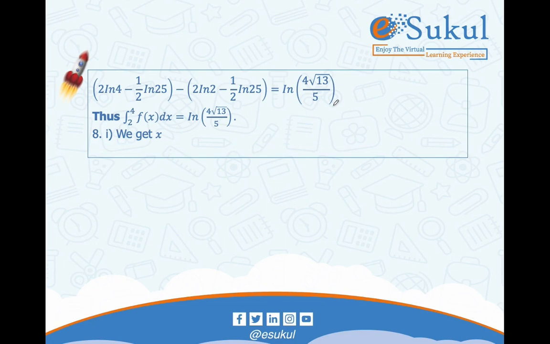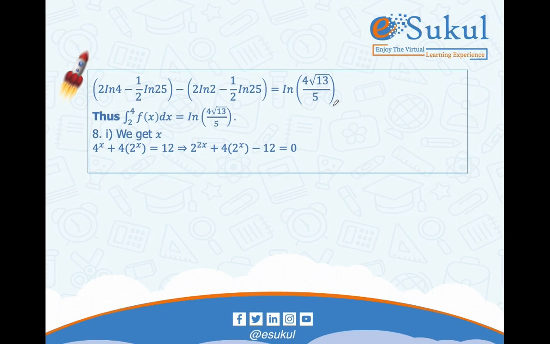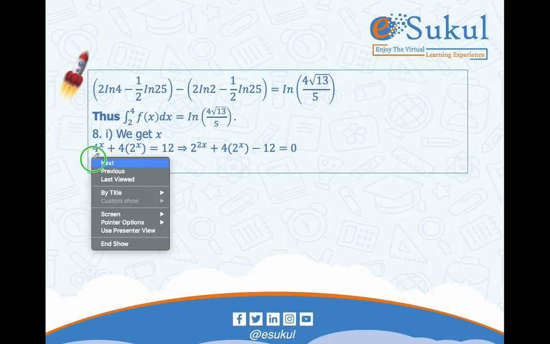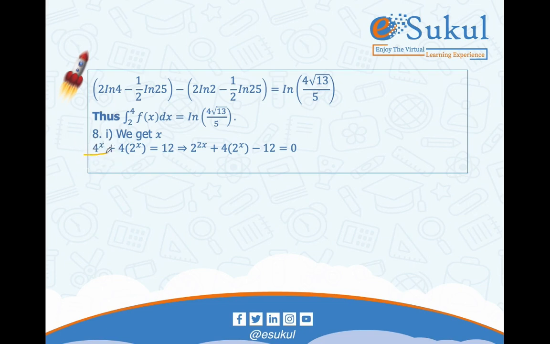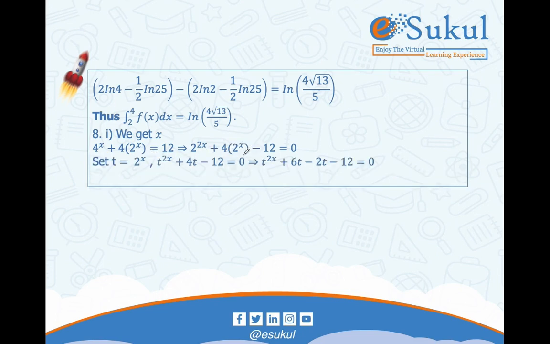Question 8, we have indices, in which we have 4 to the power x plus 2 to the power (2 plus x) equals 12, where we are asked to solve for the value of x. We remind ourselves that we can break down 4 to be of the same base, 2 to the power 2x. I will break down again here so that we can substitute a parameter t equals 2 to the power x.